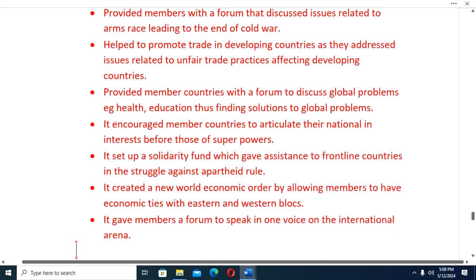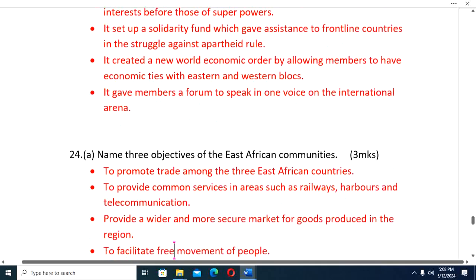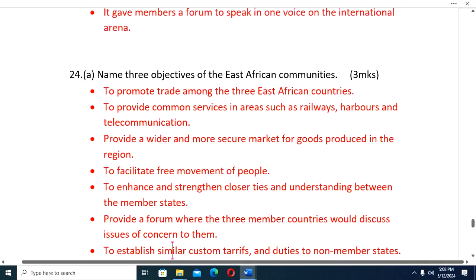Next, it set up Solidarity Fund, which gave assistance to frontline countries in the struggle against apartheid rule. Next, it created a new world economic order by allowing members to have economic ties with Eastern and Western blocs. Next, it gave members a forum to speak in one voice on the international arena.